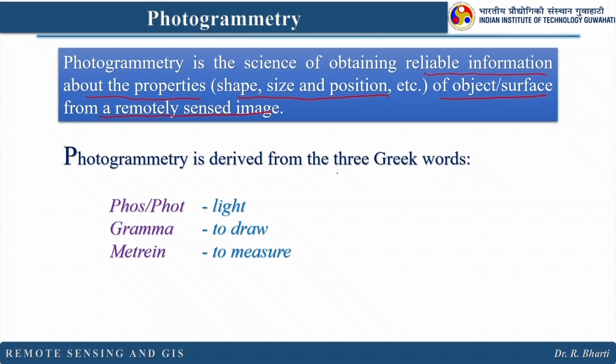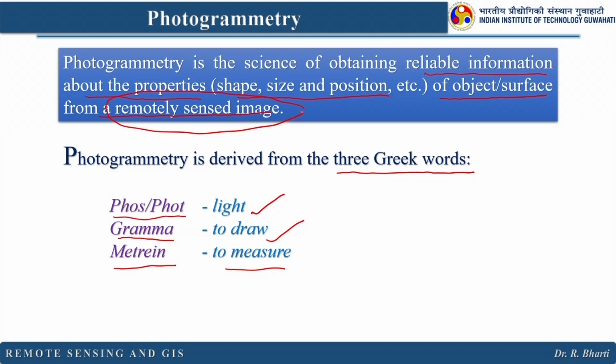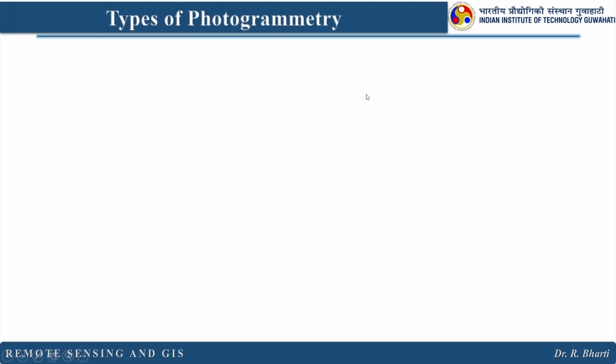The photogrammetry term is derived from three Greek words. First one is phos or phot, that means light; gramma, that means to draw; metrine, that means to measure. So, basically we want to draw and measure the shape, size and position and other properties of an object or the surface from a remotely sensed image. So, that is the meaning of photogrammetry.